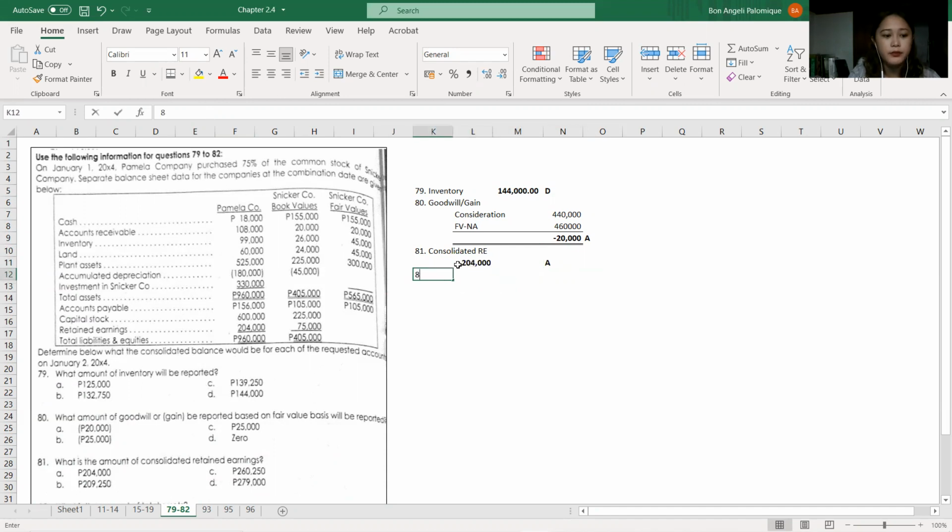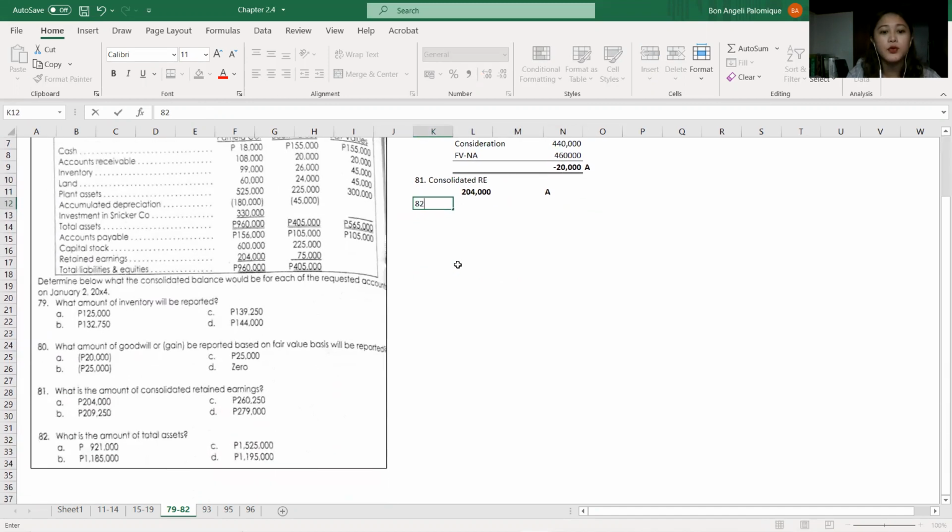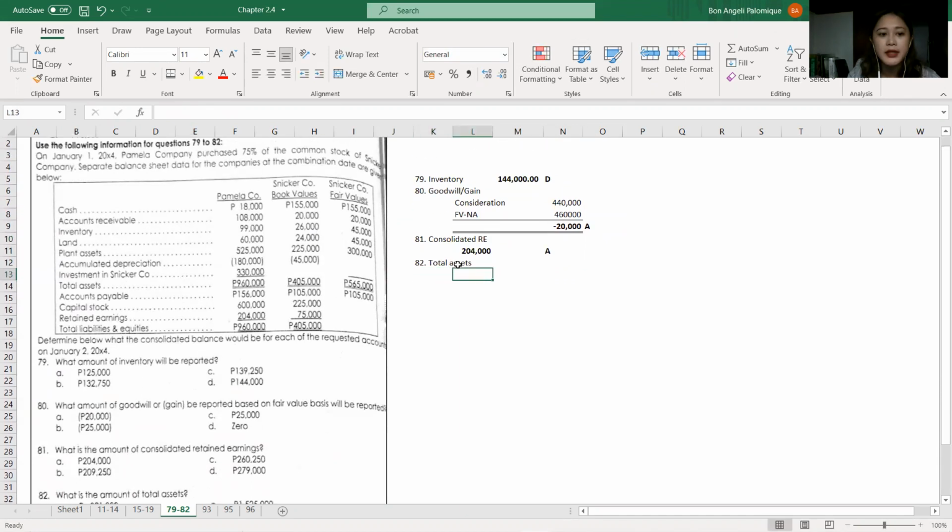Number 82. Magkano yung total assets? So, total assets na yung tanong. So, tawag dito, 960,000. So, book value ni Pamela plus yung kay Sneaker. So, kay Sneaker, kailangan natin yung 300. Wait lang. Bukod kay Sneaker, kailangan muna nating itanggalin yung investment account kasi i-eliminate natin yan.